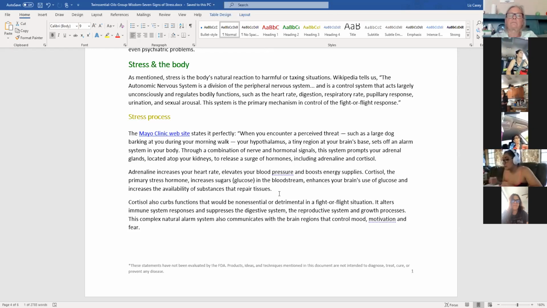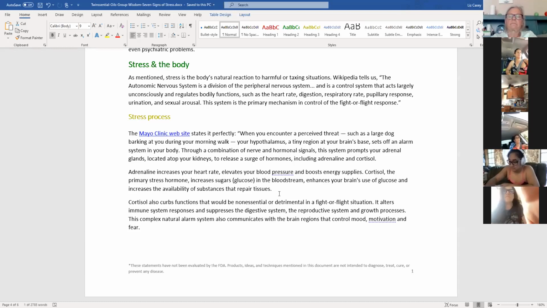When you encounter a perceived threat, such as a large dog barking at you during your morning walk, your hypothalamus, a tiny region at your brain's base, sets off alarm bells and alarm systems in your body. Through a combination of nerve and hormonal signals, this system prompts your adrenal glands, located atop your kidneys, to release a surge of hormones, including adrenaline and cortisol. Adrenaline increases your heart rate, elevates your blood pressure, and boosts energy supplies.